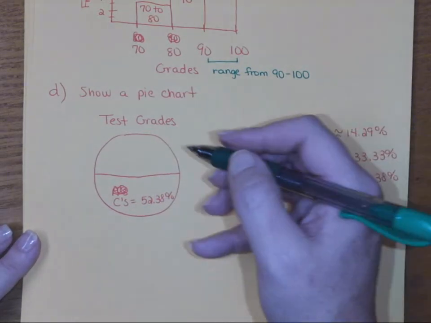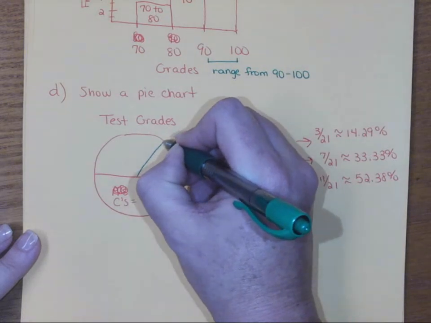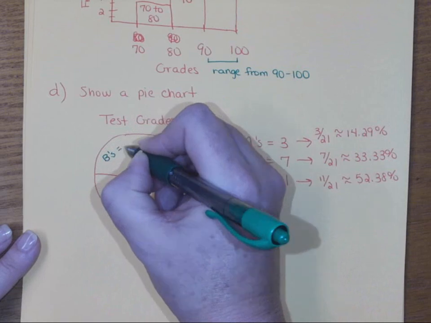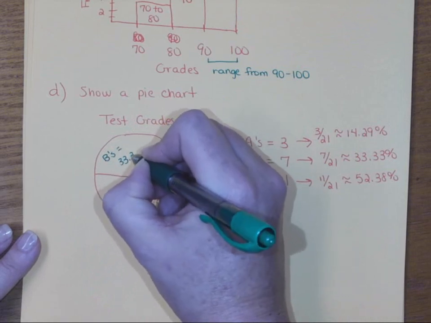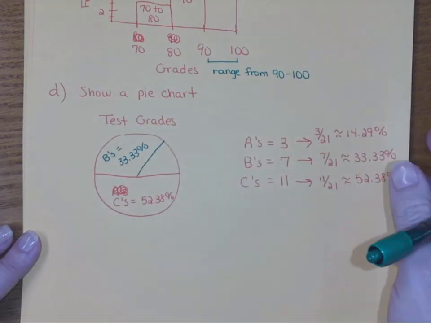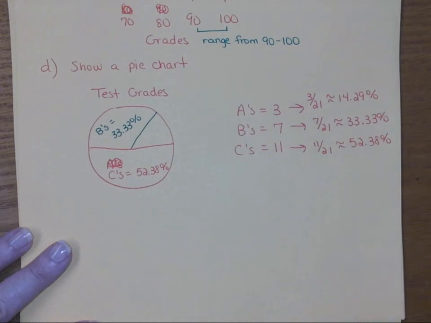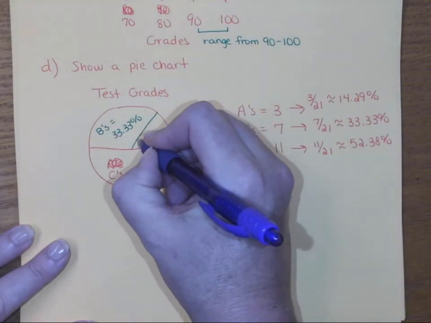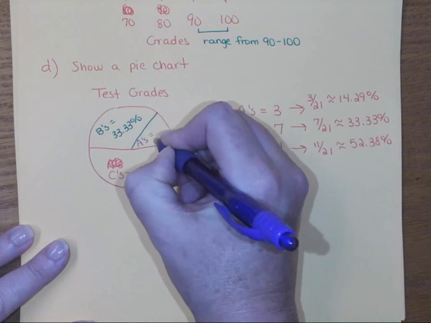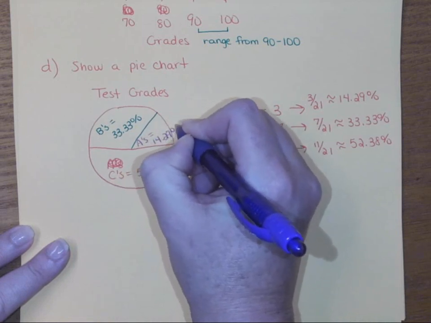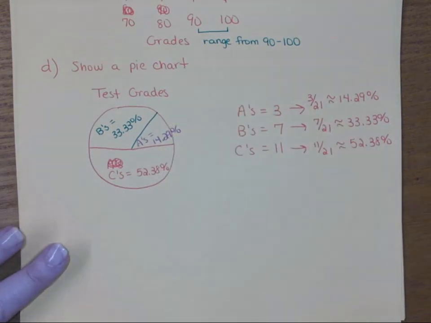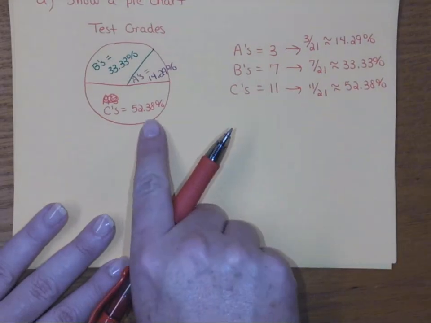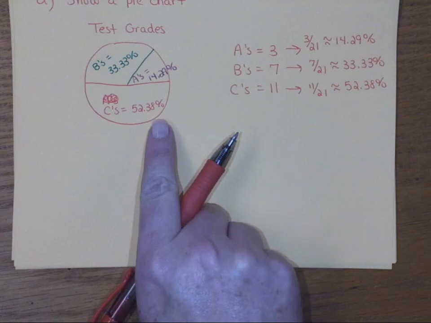33 1/3% is exactly a third. So I'm going to use a different color here and try to do about a third of the circle. So the B's, that would be 33 1/3%. Notice I'm putting the percentage on the pie chart. That's usually what you'll see. And then last but not least, we have the A's, which are 14.29%. Notice these aren't perfect, and I'm not really looking for perfection, but I would expect something that's around 50% to look like it was about half the pie.